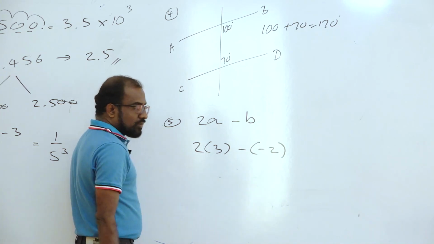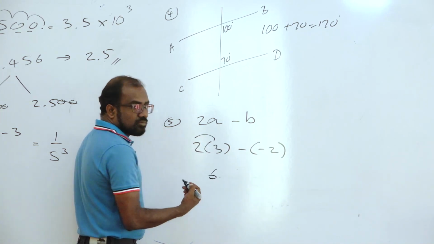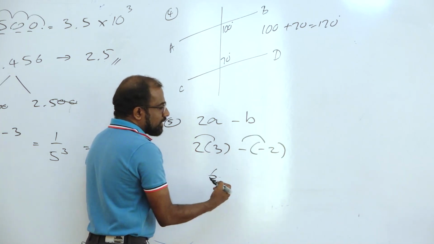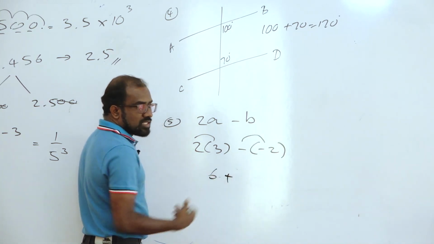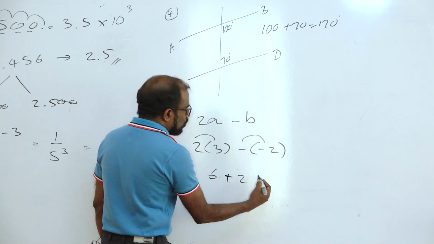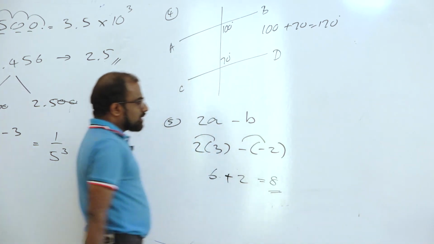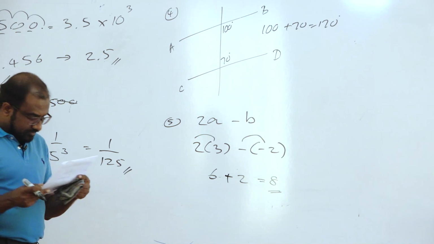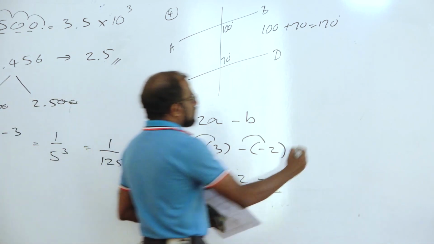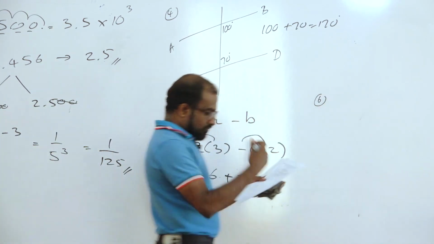So remove the brackets and simplify. 2 times 3, 6. Here minus into minus, same sign. Plus, when you multiply, same sign plus. 1 times 2, 2. 6 plus 2, 8 should be the answer. Right, we will discuss the sixth question also. So the first page is finished.